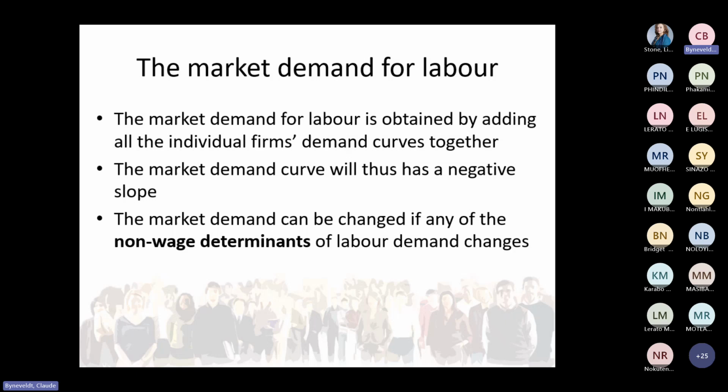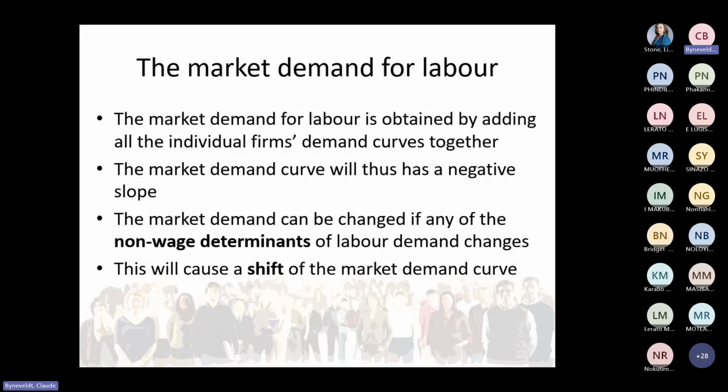Right, let's move on to the individual demand for labor. Now, the market demand for labor: when we look at equilibrium in the labor market, we have to look at the market demand for labor and the market supply of labor. The market demand for labor is obtained by adding all the individual demand curves together. So the market demand curve will have a negative slope, like the market demand for goods and services. There's an inverse relationship between the quantity demanded of labor and the wage rate.